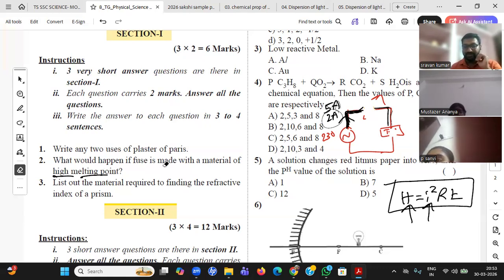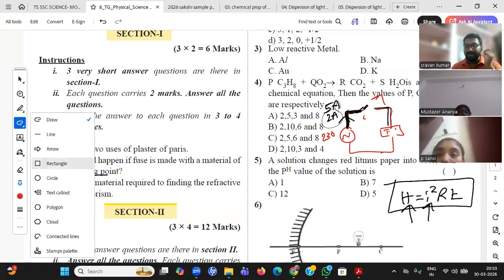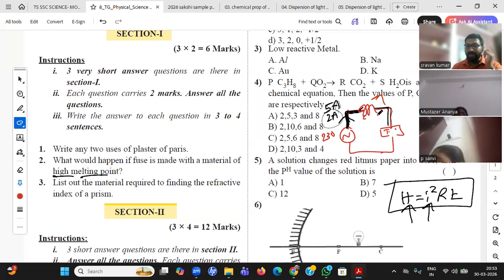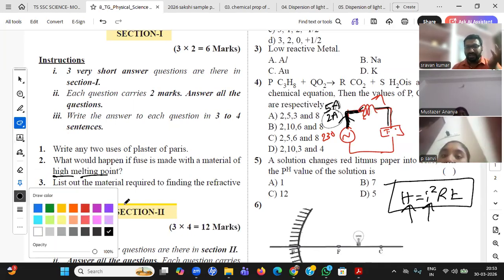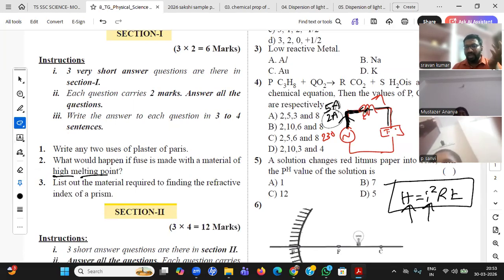Okay, so what is he asking? He's asking, if it is made up of high melting material. So student, if it is made up of high melting material like this, it will not blow away. So even when 5 ampere current is coming, 5 ampere current will happily go through this fuse also, and through this TV also. Now you see, your TV will get fired away. Your TV will get blown away.